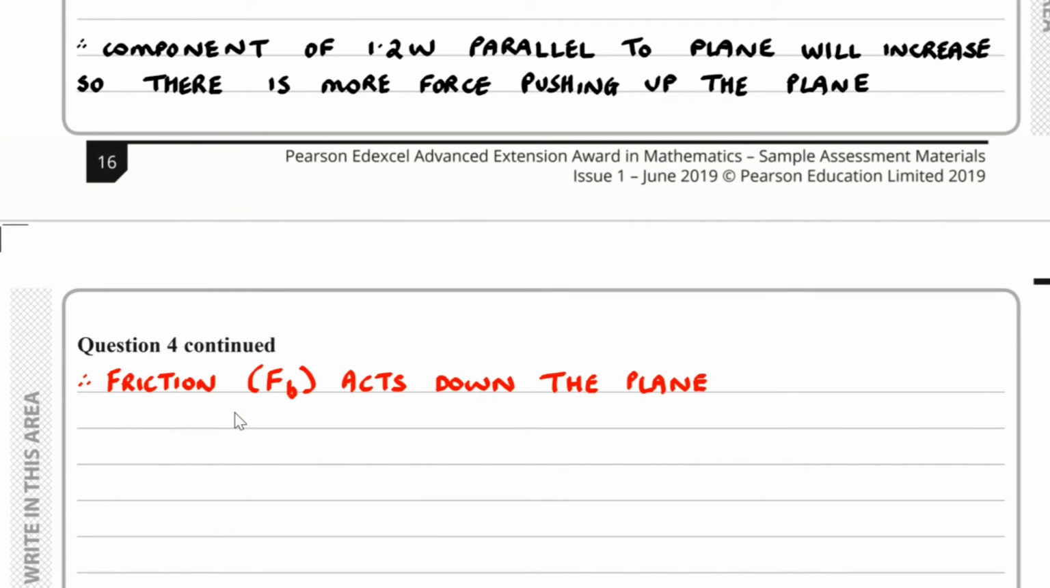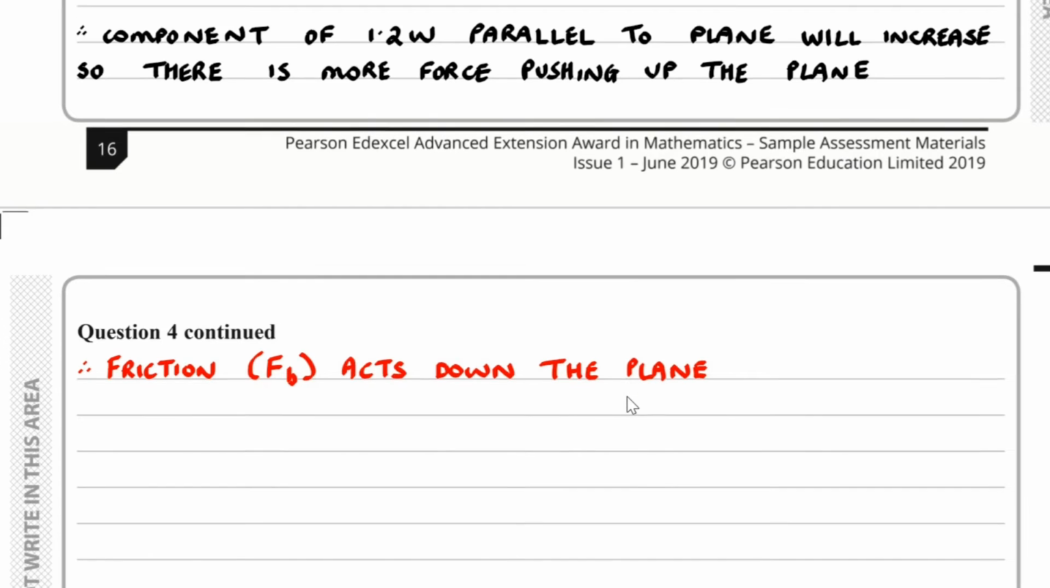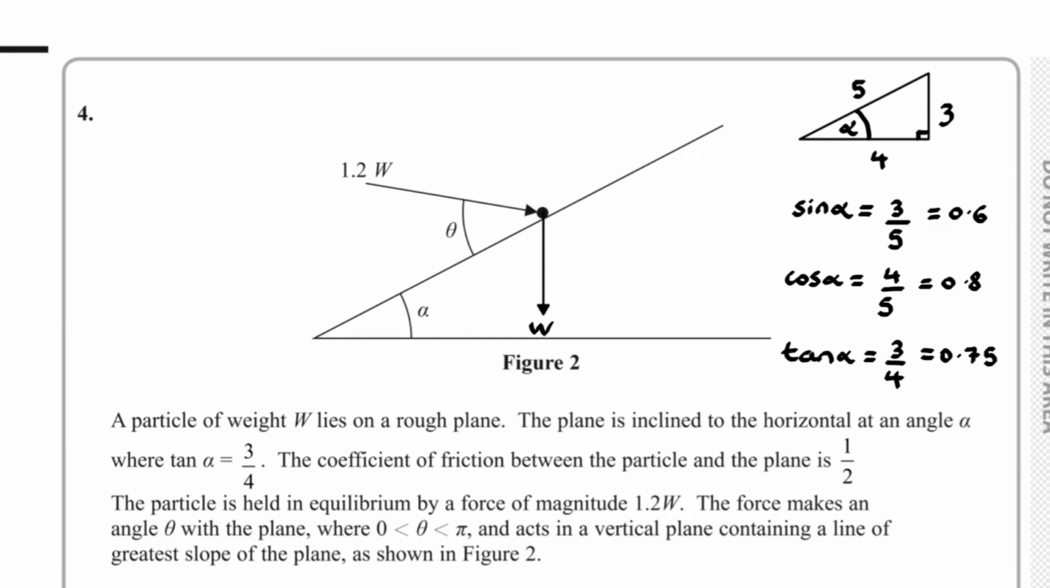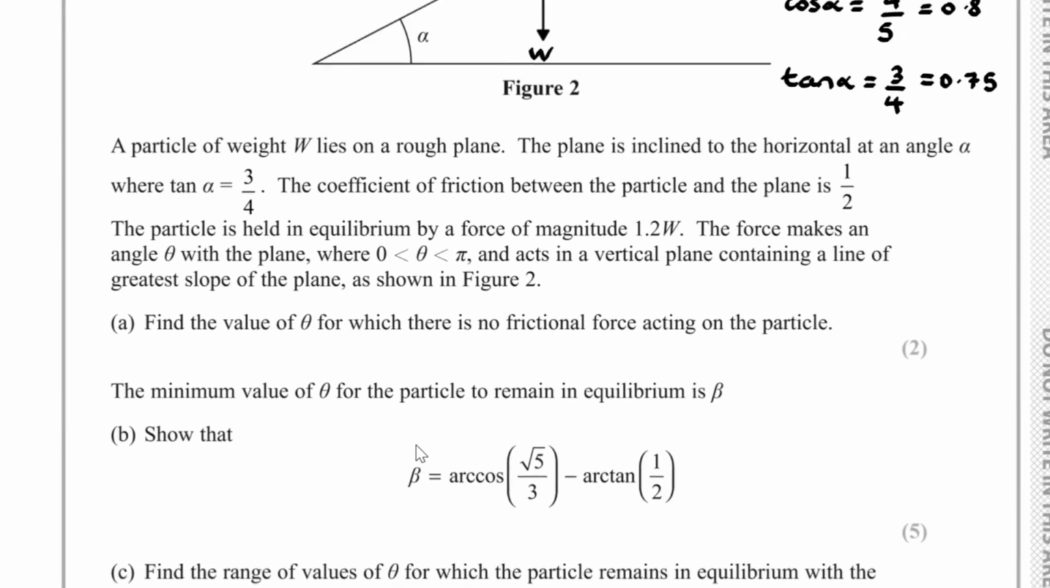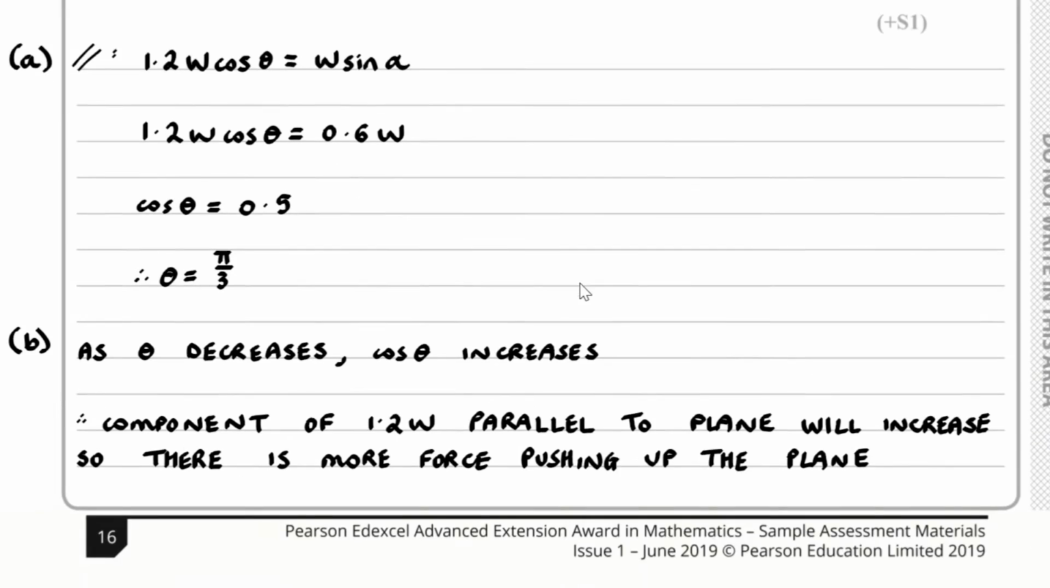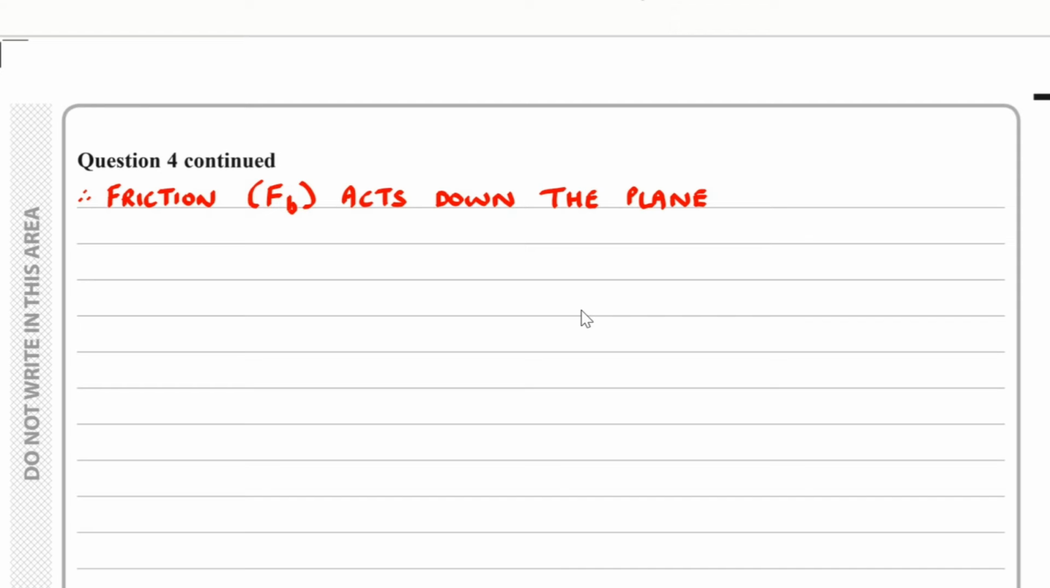And so what we can say from that then is the friction, FB, acts down the plane. So friction will act down the plane, and if I show that, here is our friction force, FB, acting down the plane, and the particle is moving up. Now, for this to remain in equilibrium, well, let's resolve parallel and perpendicular and then use limiting equilibrium, FB equals mu R.